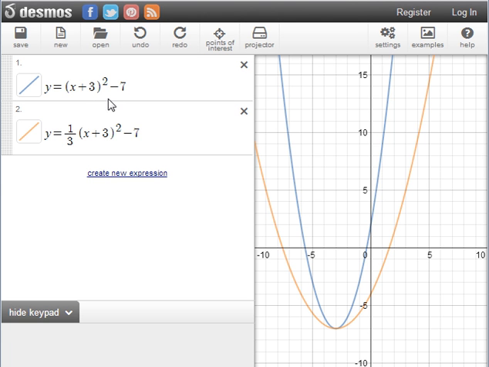If I had to describe the transformation from the blue parabola to the red parabola in this example, you can see that the vertex is in the same place for both examples. However, the a values are different. So take a look. The blue parabola is more narrow and the red parabola is wider. That is by virtue of the fact that the blue parabola has an a value of 1 and the red parabola has an a value of 1/3.